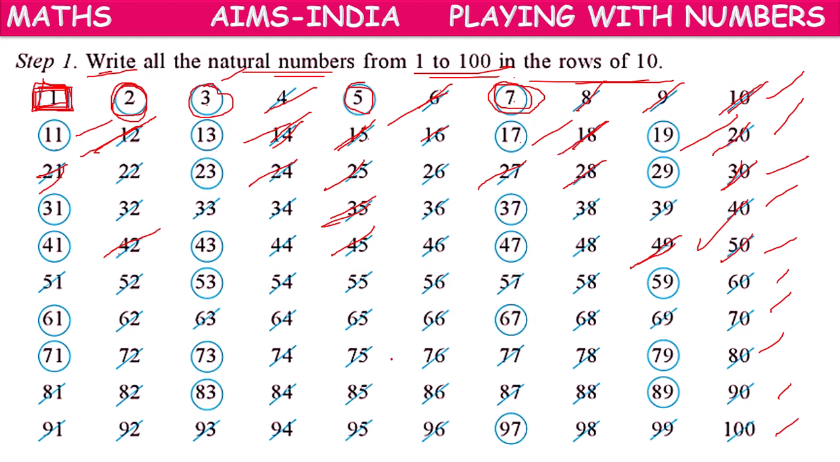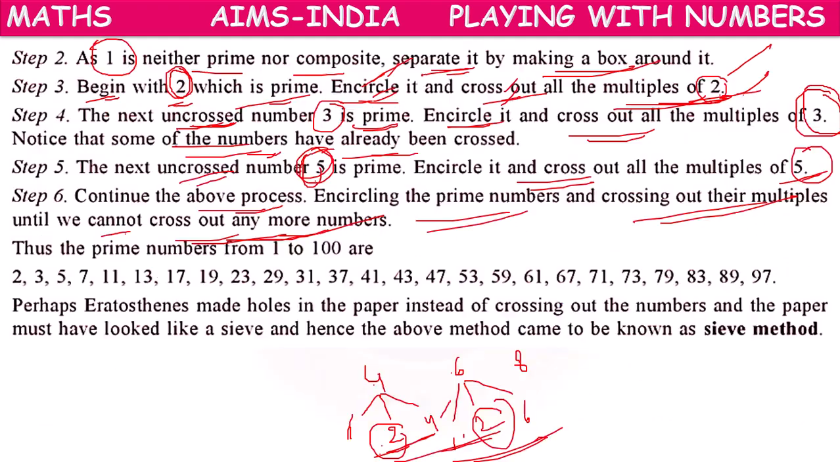Then the numbers which are not struck out will be kept in circles, and the numbers which are in circles will be considered as prime numbers between 1 to 100. So like this, all these numbers up to 97, we got as prime numbers.